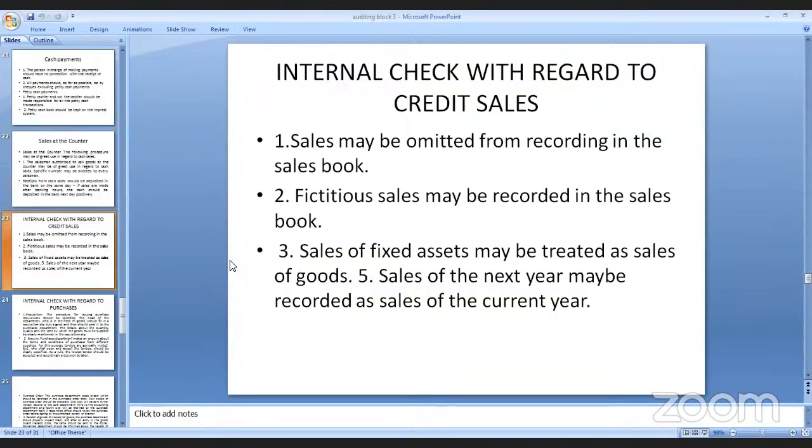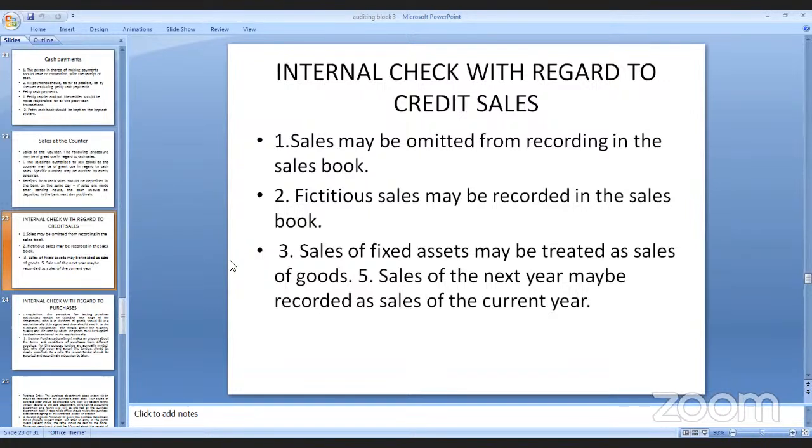Next, internal check with regard to credit transactions. An organization not only involves cash transactions, but also deals with credit transactions. Sometimes credit sales may be omitted from being recorded in the sales book. Next, fictitious sales may be recorded in the sales book. Improper recording of transactions in the sales book may also lead to records that won't tally with the organizational records.